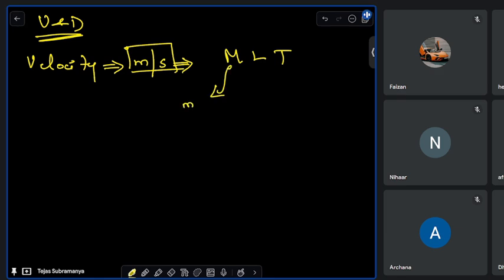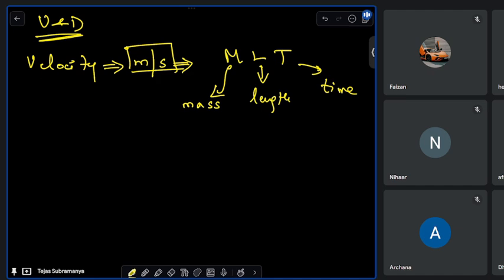M always means mass of an object, all those things. L obviously means length, and T is time. Fine. So mass, length, as well as time is what is by default understood in terms of dimensions. Now, let's go back to the units. Unit says meter per second.